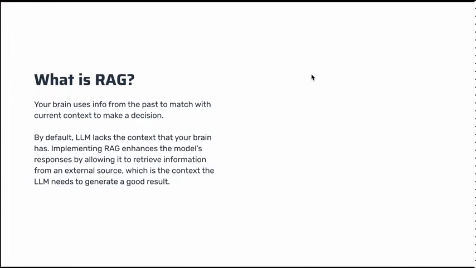So the next thing to go into is Retrieval Augmented Generation, aka RAG. So what is RAG? Basically, your brain uses information from the past to match with the current context to make a decision. You have the knowledge and context around you. And by default, an LLM doesn't have that context. What RAG does is enhance the model's responses and what it knows by giving it external sources of information to help understand things better. And that makes it generate better responses.